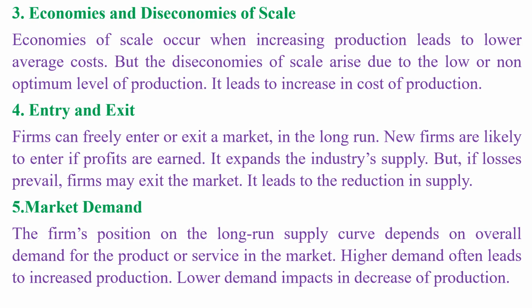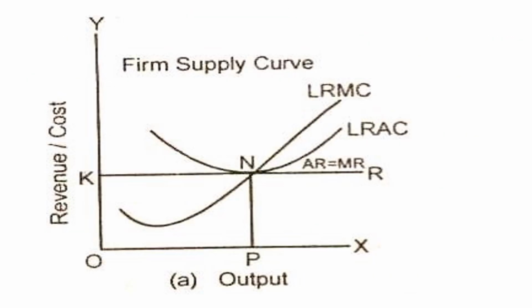5. Market demand. The firm's position on the long-run supply curve depends on overall demand for the product or service in the market. Higher demand often leads to increased production. Lower demand results in a decrease of production. This chart clearly explains the movement of the long-run marginal cost curve and long-run average cost curve. It also explains average revenue and marginal revenue.